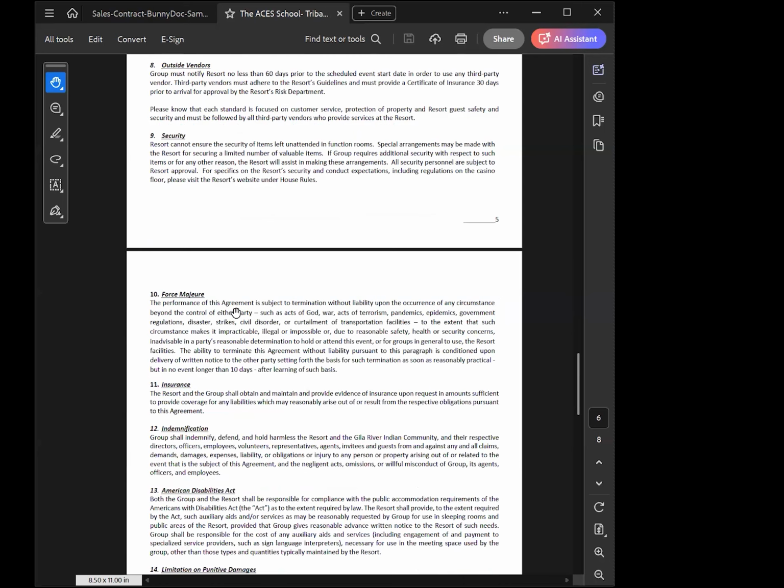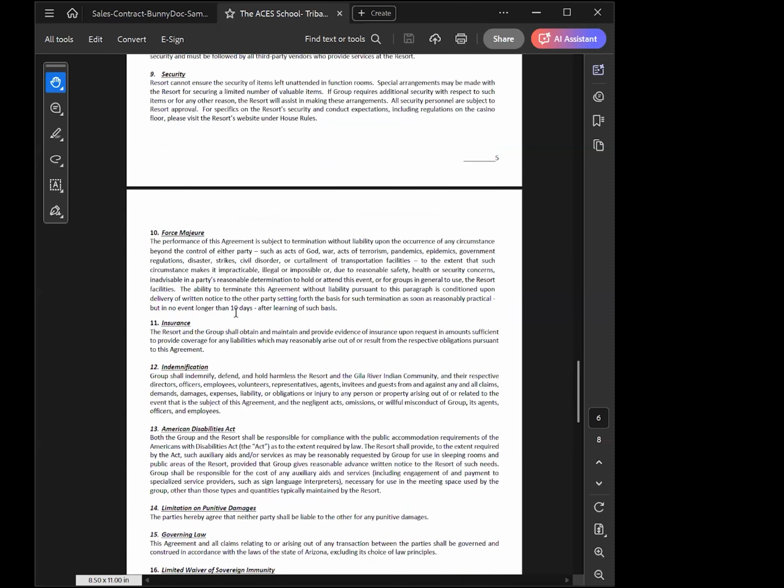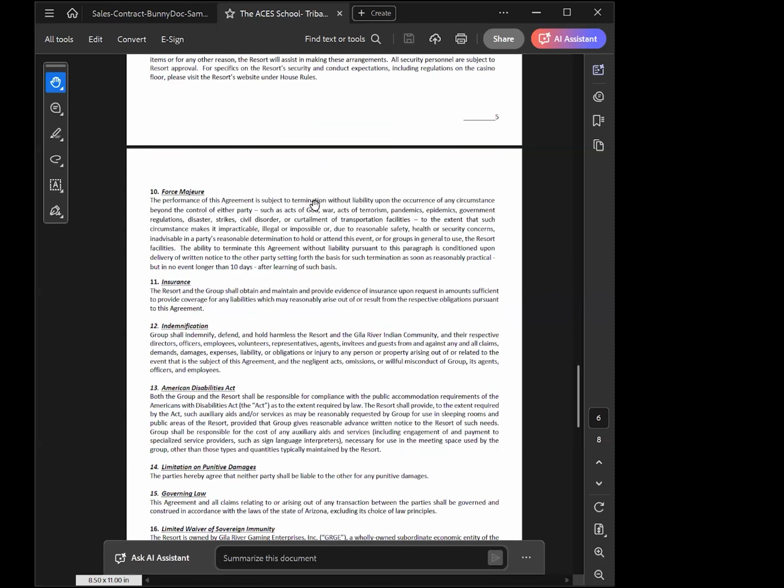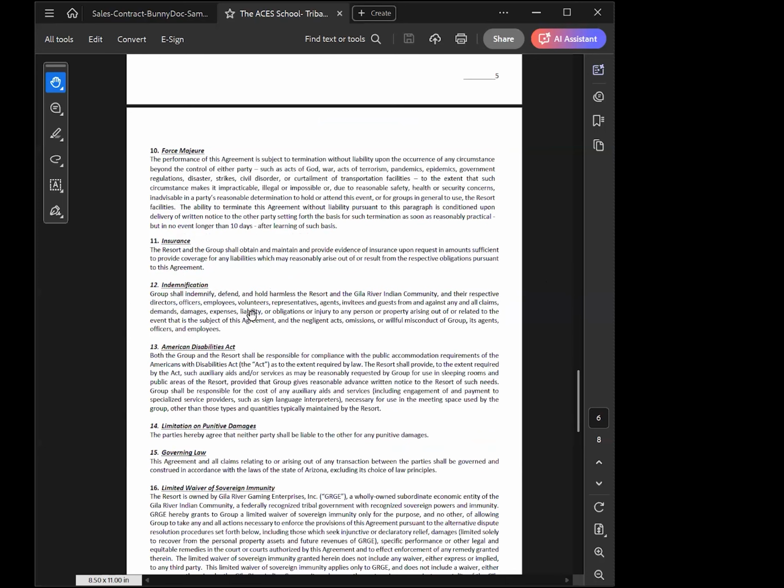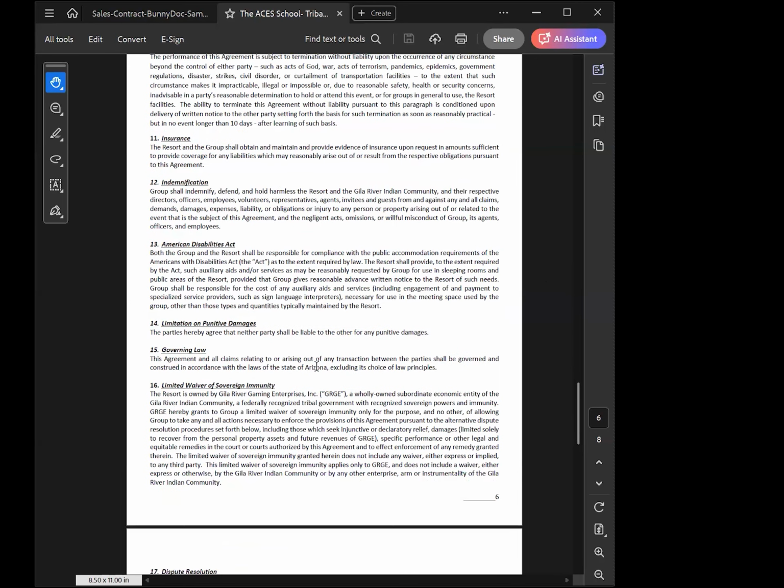There's the force majeure clause, right? Conform to the agreement, subject to termination without liability upon the occurrence of any circumstance beyond the control of either party. And there we go, spelling that out. We have insurance provisions. So indemnification clause, number 12, there you go. We have the ADA. There is a question of whether the ADA applies to tribes, and Gila River is spelling out here whether or not they're willing to accept ADA provisions.